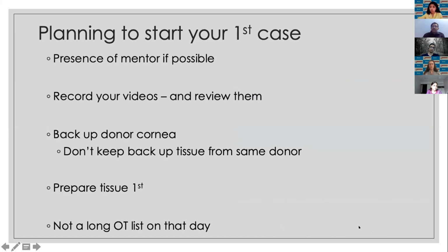But before you start your first case, if possible, if you've learned the technique from somebody, you can invite the concerned person, maybe for a conference, and he could be there to handhold you during your first cases. You should record all your videos, because if you end up with a problem, it's good to go back and review the videos so that you realize where you went wrong and correct them in your next surgeries.